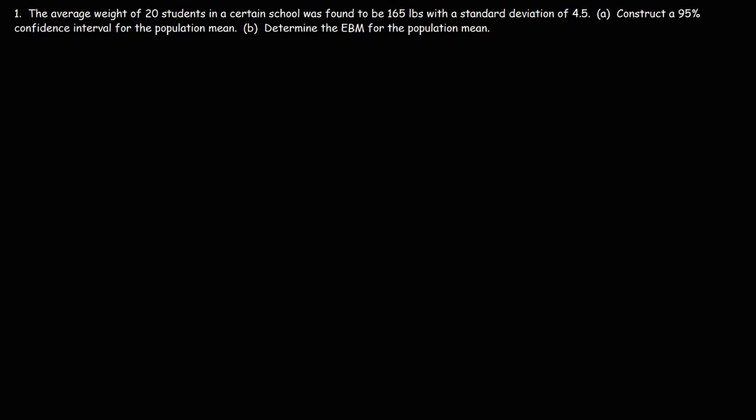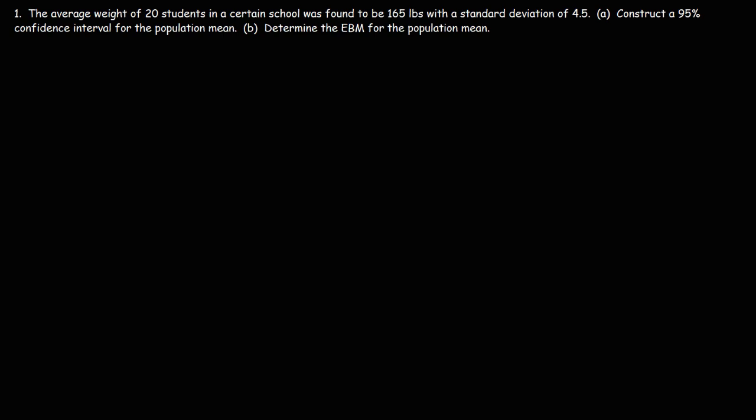In this video, we're going to talk about how to solve problems using the student's T distribution table. So let's focus on this one. Number one, the average weight of 20 students in a certain school was found to be 165 pounds with a standard deviation of 4.5. Part A, construct a 95% confidence interval for the population mean.